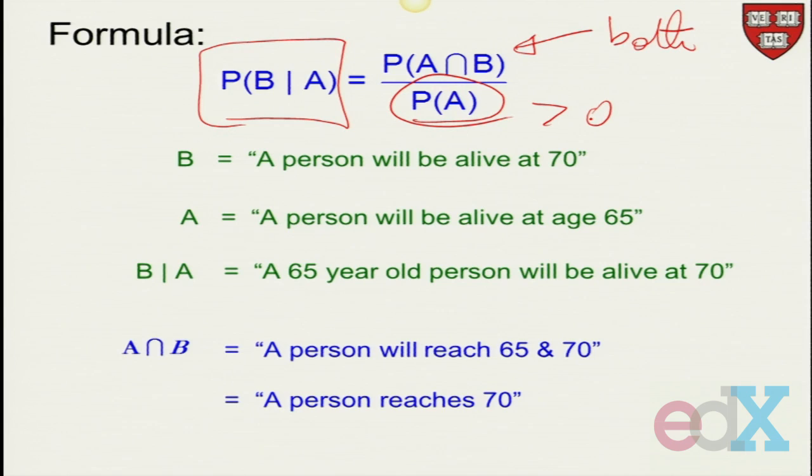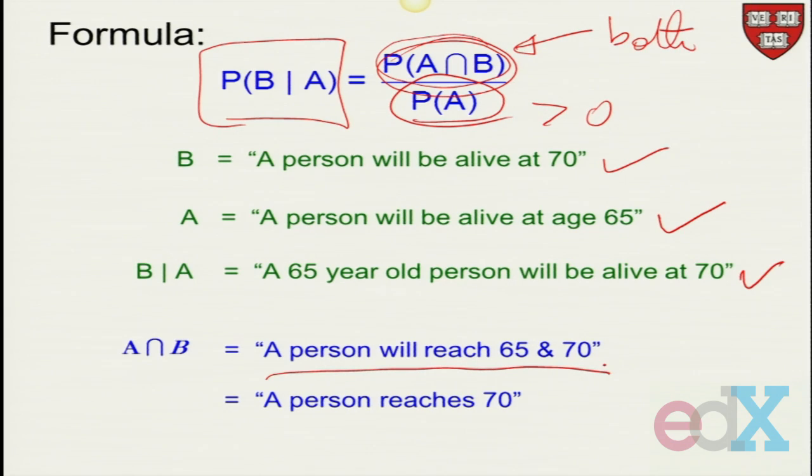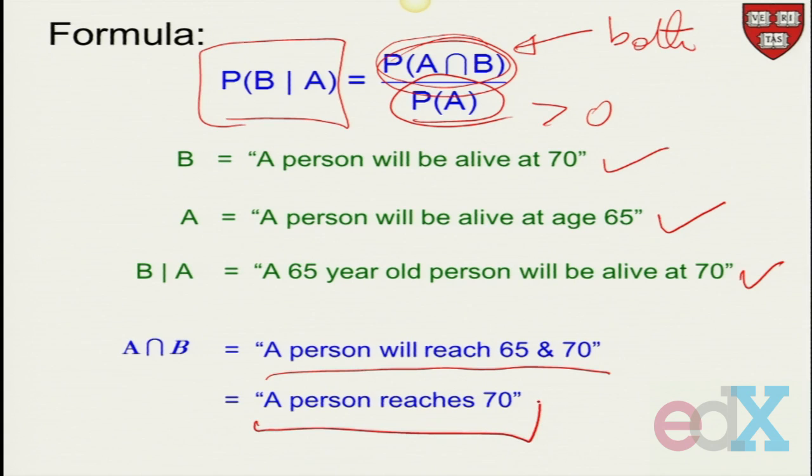So going back to our example, if B was that a person will be alive at 70, A that the person will be alive at 65, and B given A is that a 65-year-old person will be alive at 70, then the event A and B, you see we have to introduce a new event, A and B, is that a person will reach 65 and a person will reach 70. That's A and B. Well, clearly, because if a person reaches 70, they will already have reached 65, this reduces to a person reaches 70.